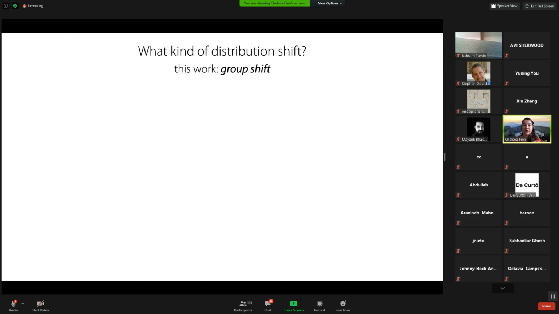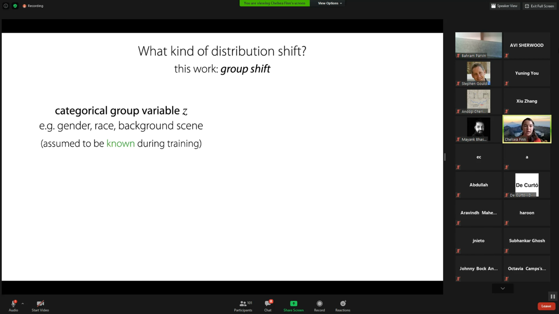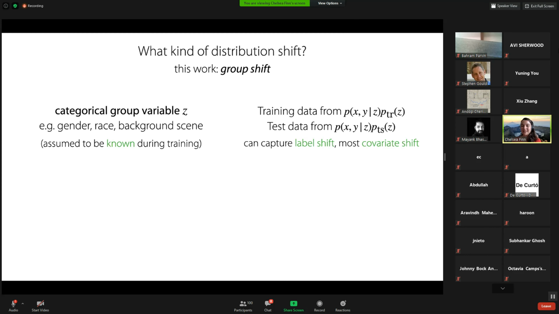In this next work, we're going to be talking about group shift. In particular, we're going to build upon previous work on group robustness that considers a categorical group variable Z that may be things like gender, race, some background scene, etc. We're going to assume that we know this group variable during training for each of the training data points. Then we're going to assume that our training data is drawn from this distribution and our test data is drawn from this distribution. So P of X and Y given Z is going to be the same between training and test time, but this underlying distribution over Z may change. And this can capture situations such as label shift and most forms of covariate shift.